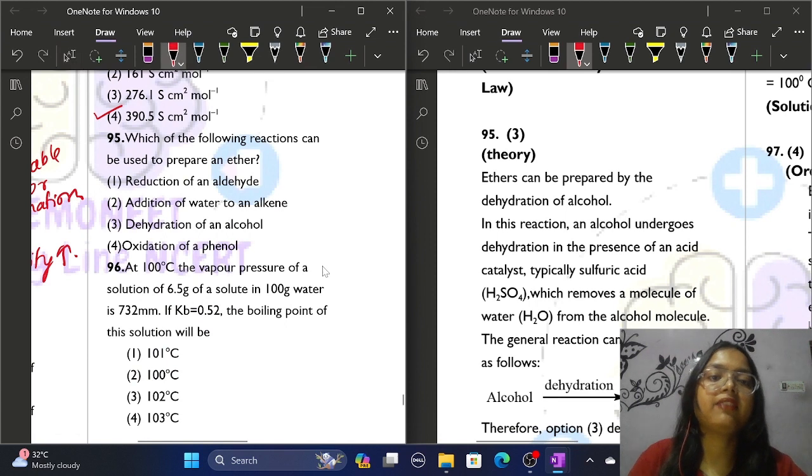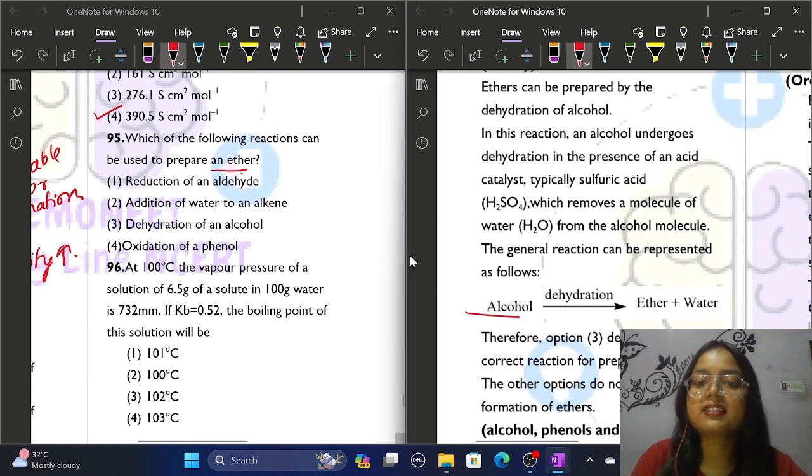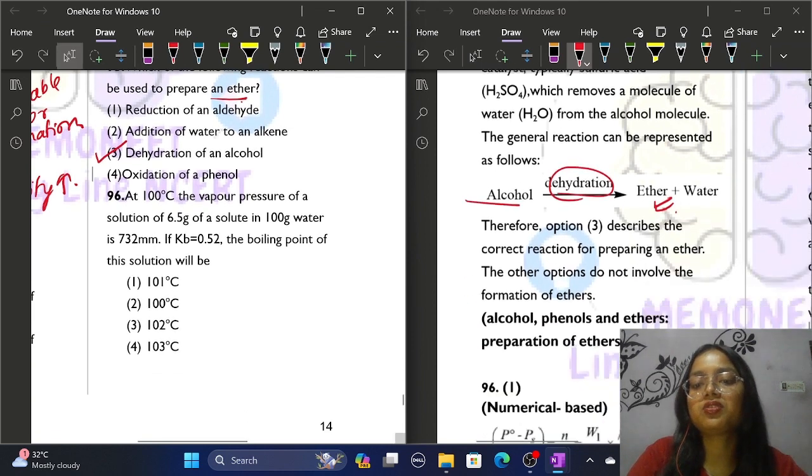Question number 95. Which of the following reactions can be used to prepare an ether? Okay. So ether can be prepared when alcohol is dehydrated. Okay. Then we will get ether and water is the byproduct. Which option will be correct? Dehydration of alcohol. So, okay, these are the direct questions that we can solve easily.